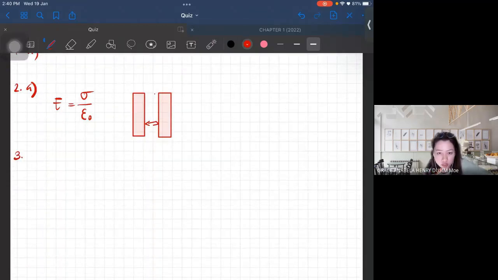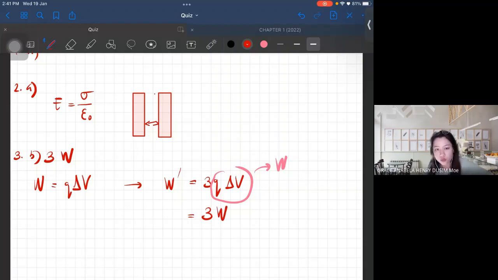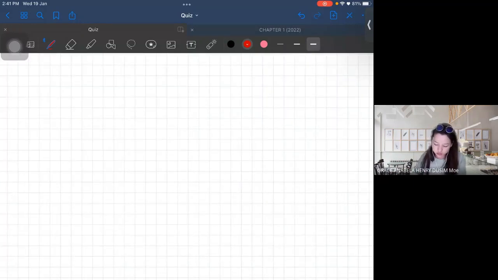And then question 3, the answer is B, 3W. How do I do that? In the first situation, work is equal to Q delta V. Then in the second situation, the charge is increased to 3Q, so with the same delta V, the work is 3W. Okay, those are the two objective questions. Now let's go to the subjective questions.